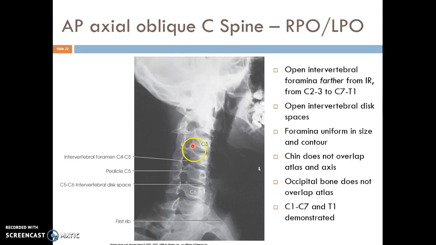The open joint spaces, chin up and out of the way. The foramen are uniform in size. C1 through C7 are demonstrated, and T1 is also demonstrated.